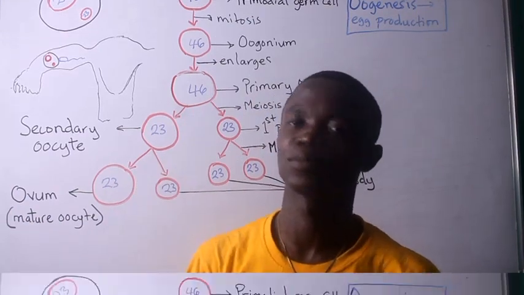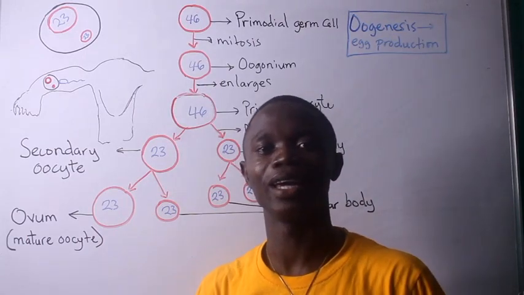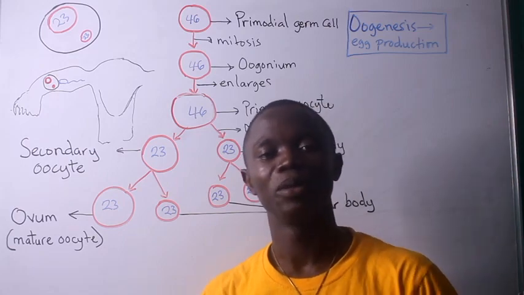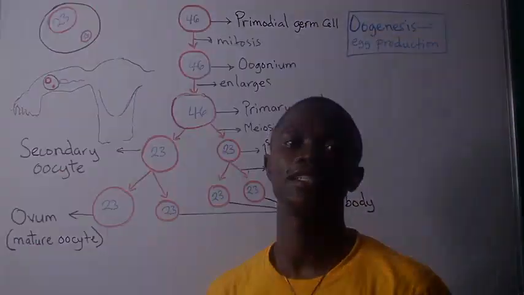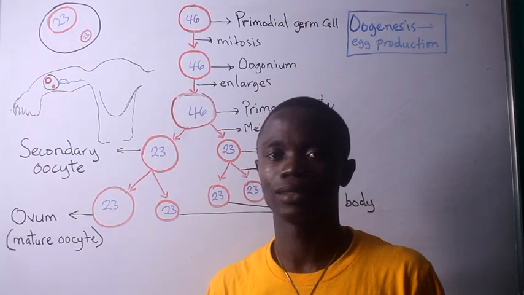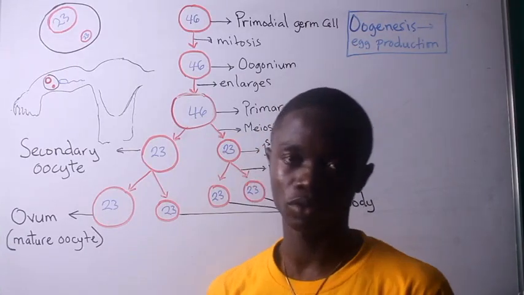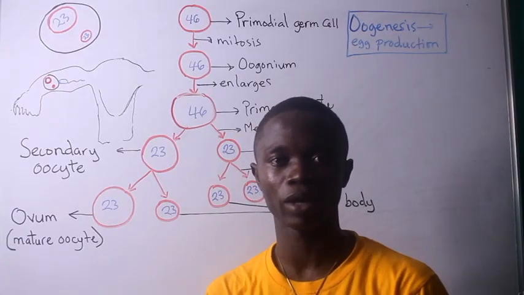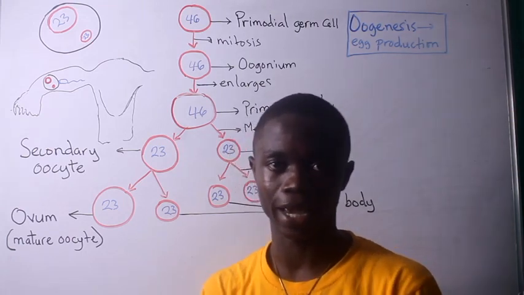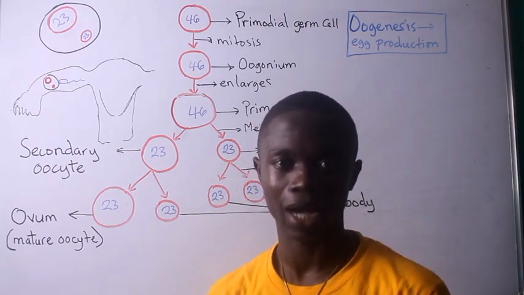That's oogenesis. Oogenesis starts in females when they are still in the mother's womb. When you are a fetus in your mother's womb, you begin the process of egg production. Where does the whole thing start? It starts from the ovary. Females usually have two ovaries, and the ovary is referred to as a gonad because it produces your sex cell, which is your egg.